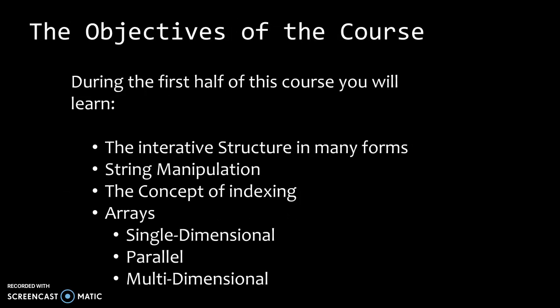What you're going to learn in this course is basically two different distinct pieces. Number one is in the first half. Starting in week 3, we'll get into what's called the iterative structure. You've already learned the sequential structure and the conditional structure. But now we're going to get into the iterative structure, which is looping. You're going to learn about the different forms of looping that you can actually incorporate.